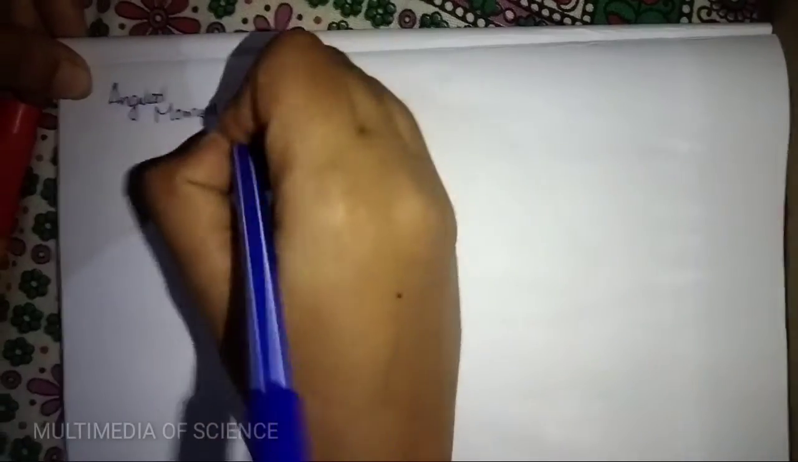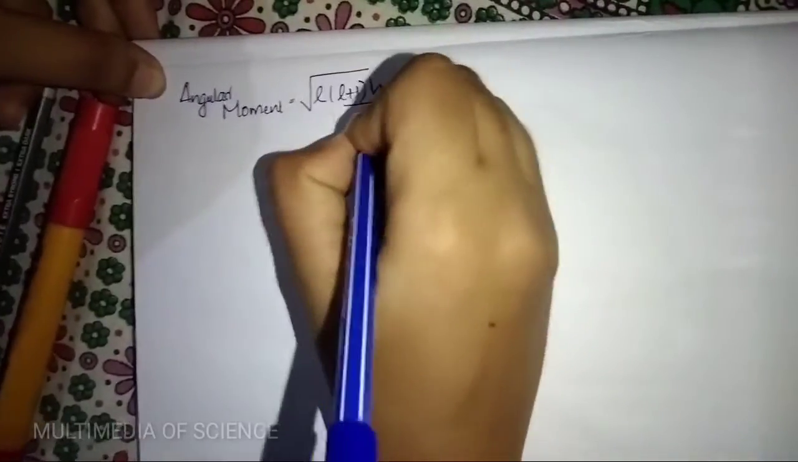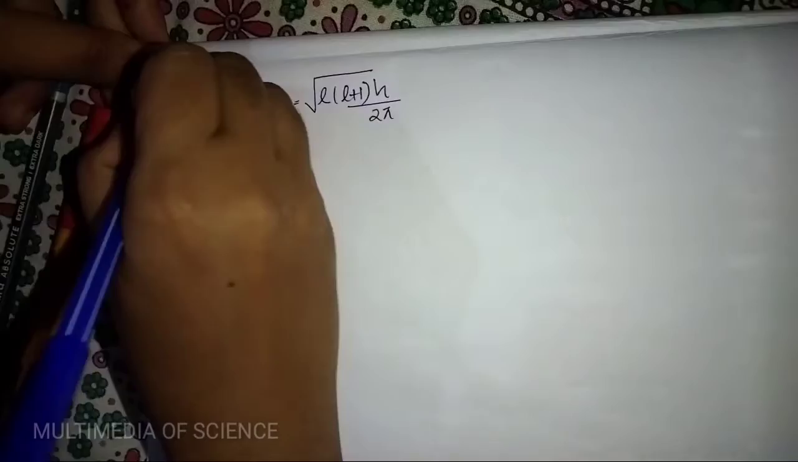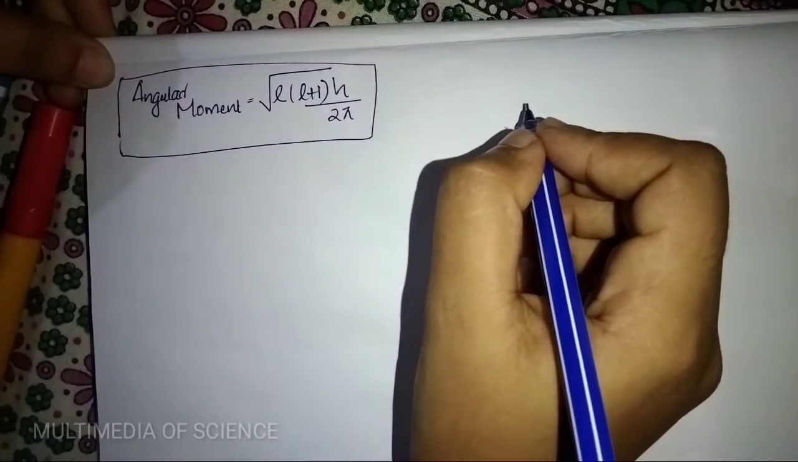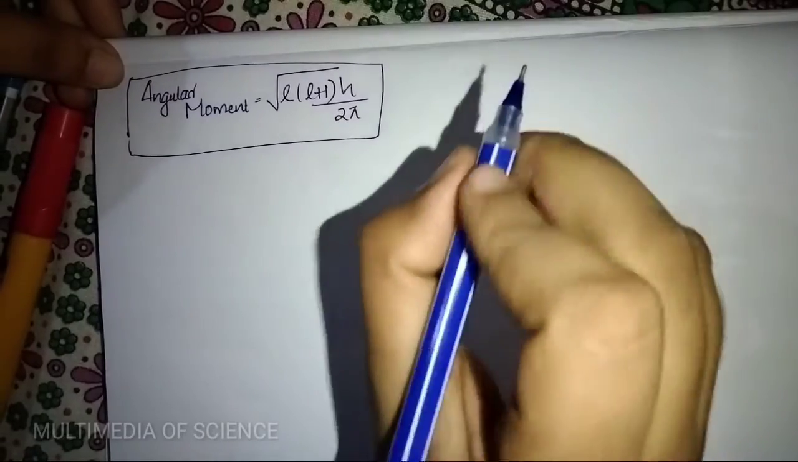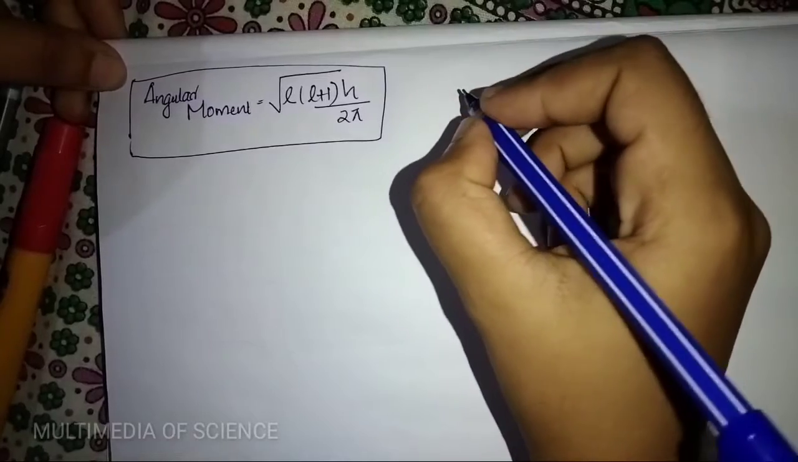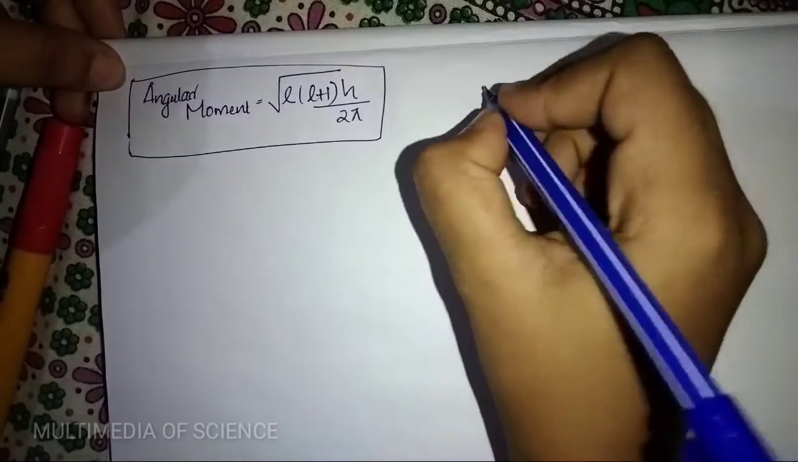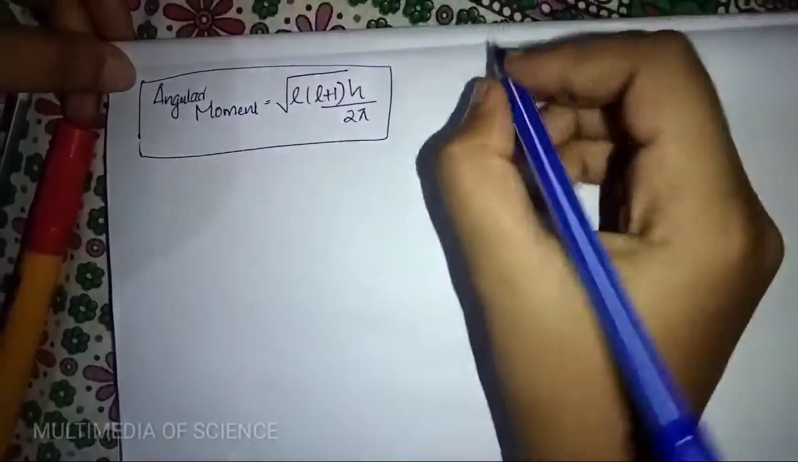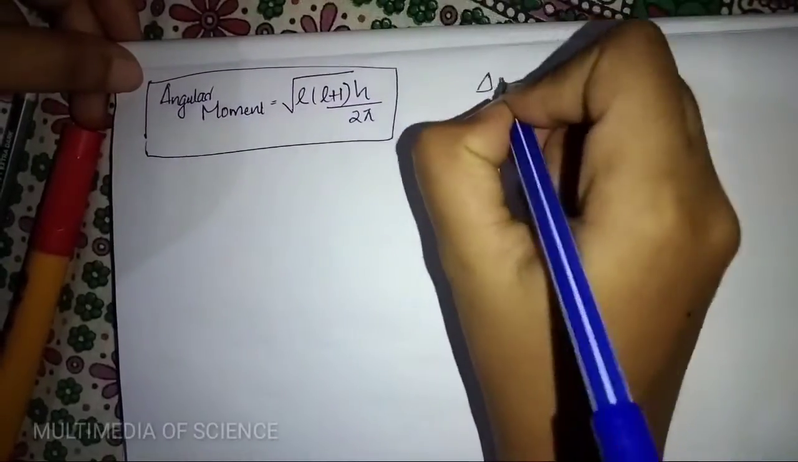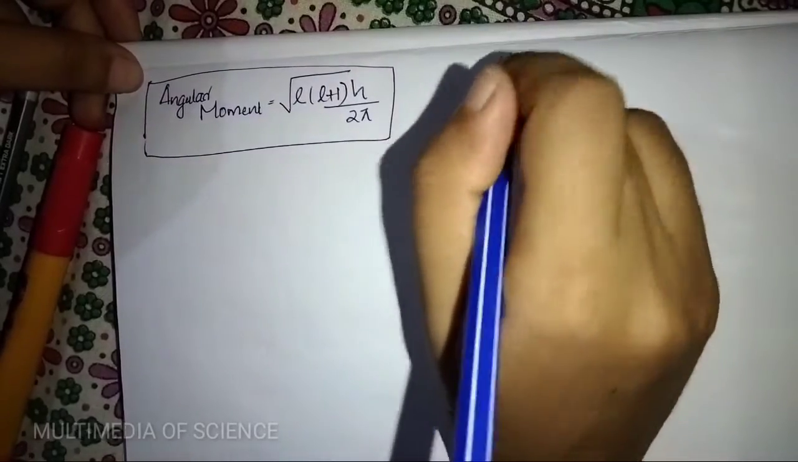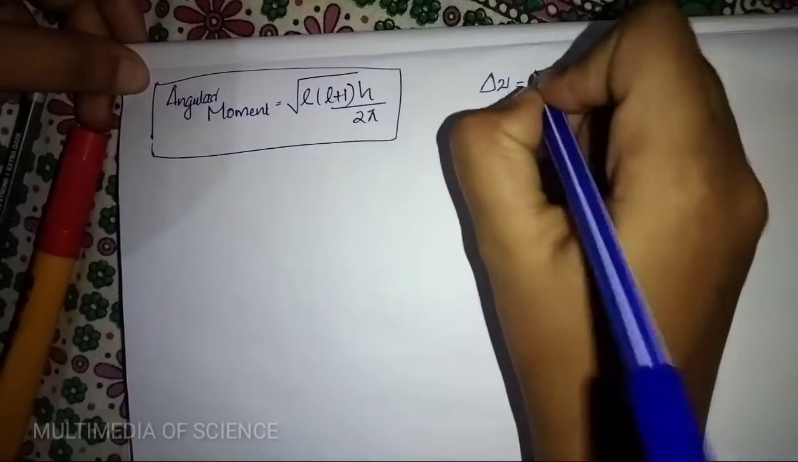The equation for this is root of L into L plus 1 into h by 2 pi. Clear? Next is about the frequency. The equation for finding frequency: in the last year, questions were repeatedly asked from this chapter on frequency. So the equation for finding frequency should be memorized.